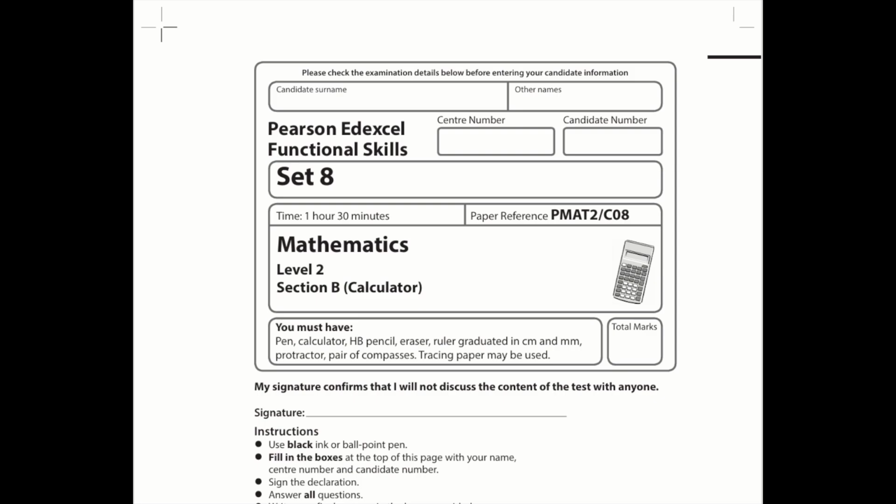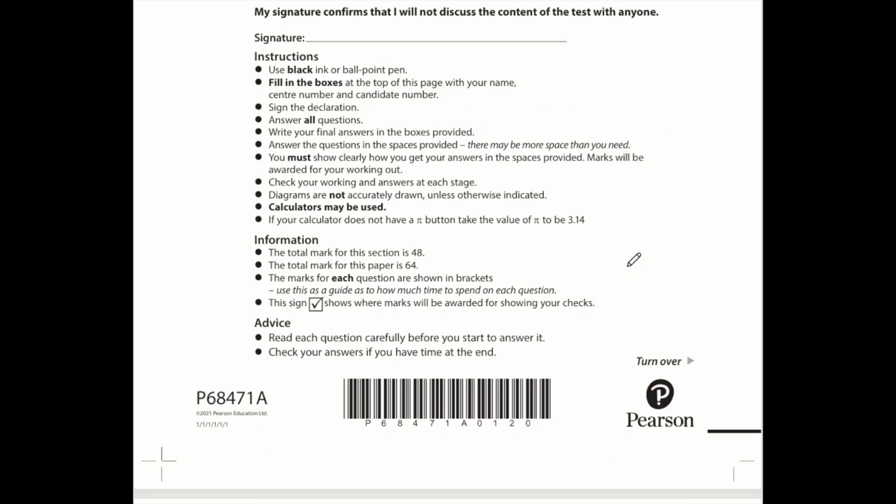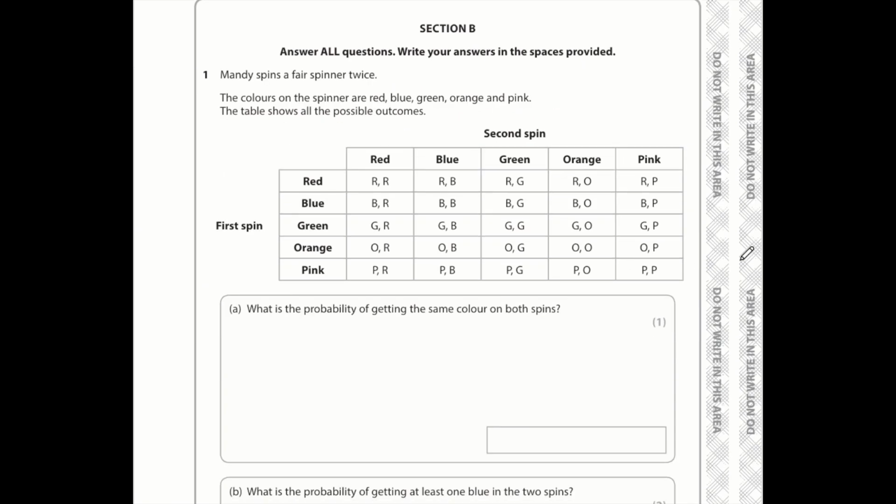Here are the video solutions for Pearson Edexcel Functional Skills Maths Level 2. This is section B, which is the calculator section, and this is set 8. So let's take a look at the first question.